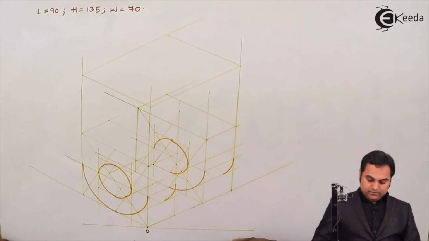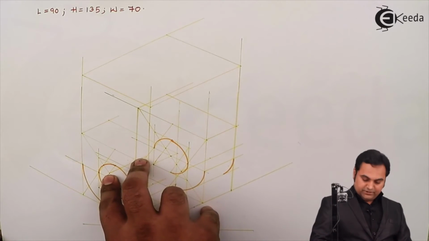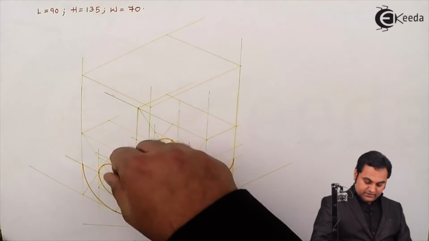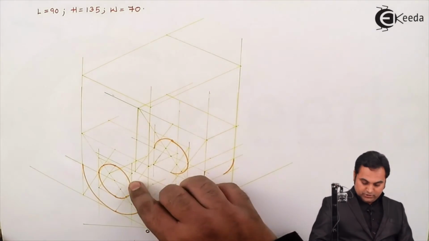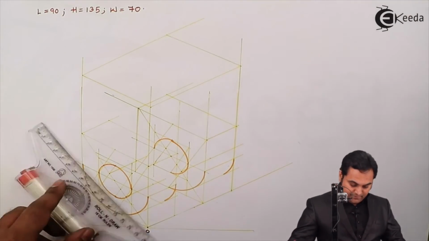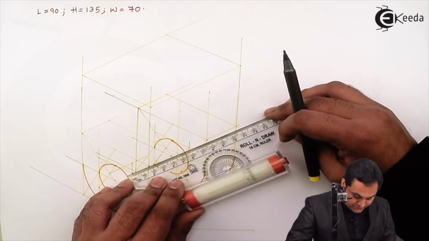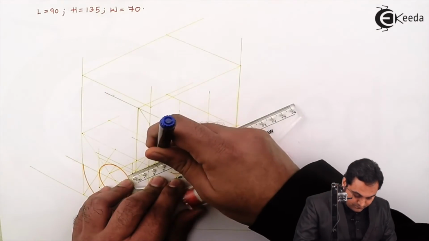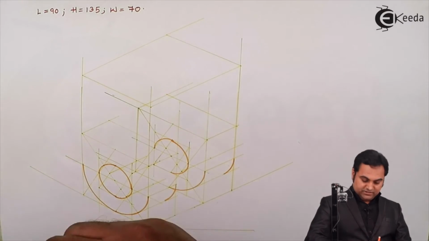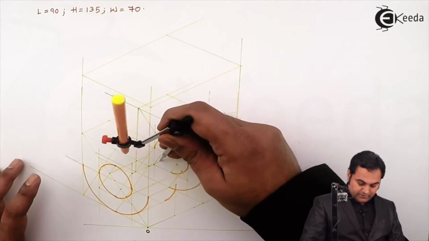Now previously here the center was this, now it has been shifted 30 mm behind. Next, even this arc was drawn with the help of the center here. This will also be shifted 30 mm behind. So measuring 30 mm over this. Now keeping the same radius, center will shift 30 mm behind.